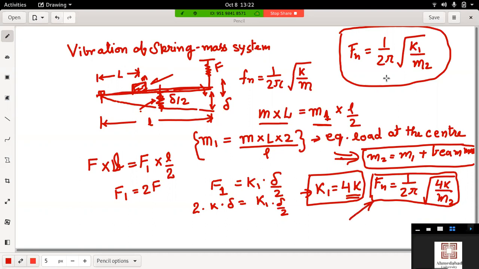We can also determine the natural frequency using experiments where we give a small jerk at this end, or we give excitation to this external load. This external load is also called the exciter. So there can be an experimental value and a theoretical value, and these values must be the same. Okay, this is the theoretical value.